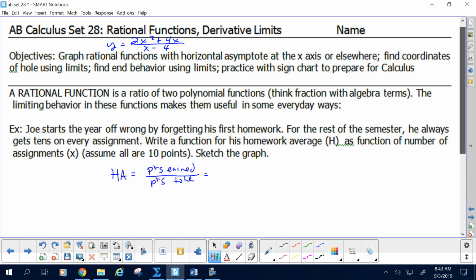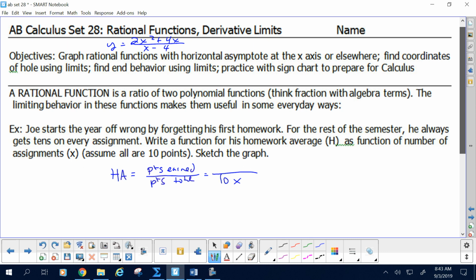Now, x represents how many assignments. Let's do the bottom first. How many points total so far this year, or at any point? 10 times x. 10 points each times how many assignments. Awesome.